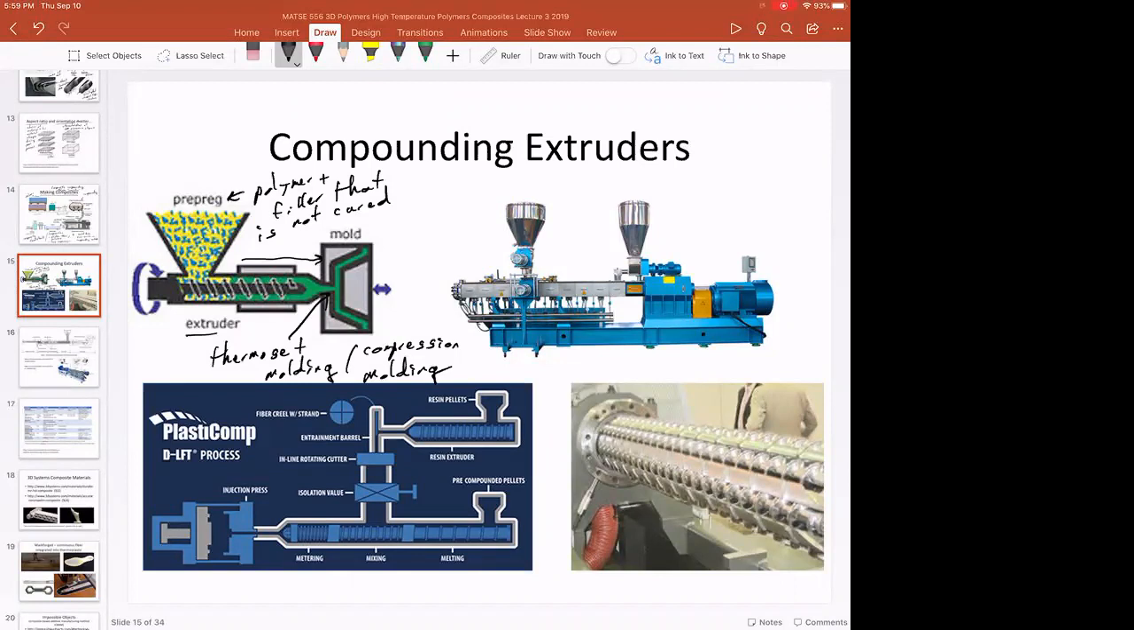So you'll see pre-preg in the composite literature quite often, and that's a cross-linkable polymer that's not cross-linked yet. It's in its precursor form, or pre-impregnated form.